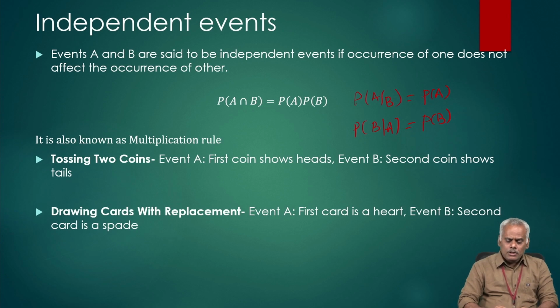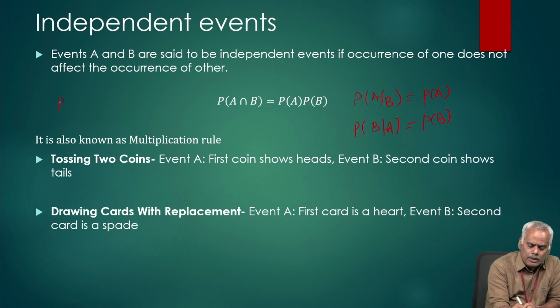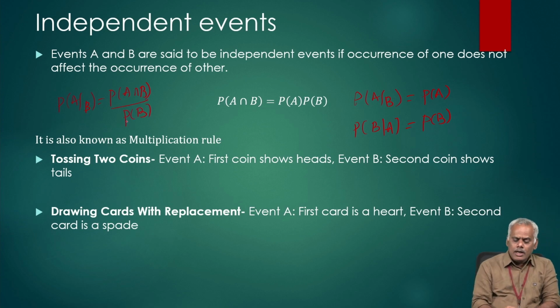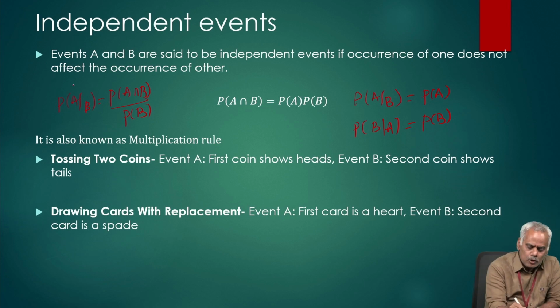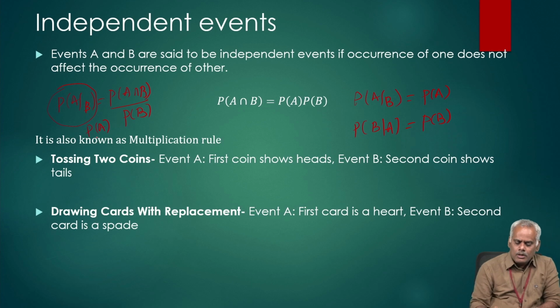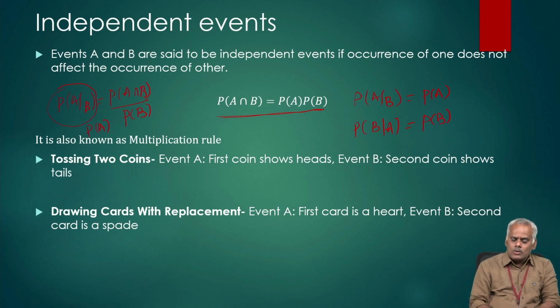So by using conditional probability, we have probability of A given B is equal to probability of A intersection B divided by probability of B. But when A and B are independent events, this probability of A given B is probability of A. Then we get probability of A intersection B is equal to probability of A into probability of B. It is known as the multiplication rule of probability.